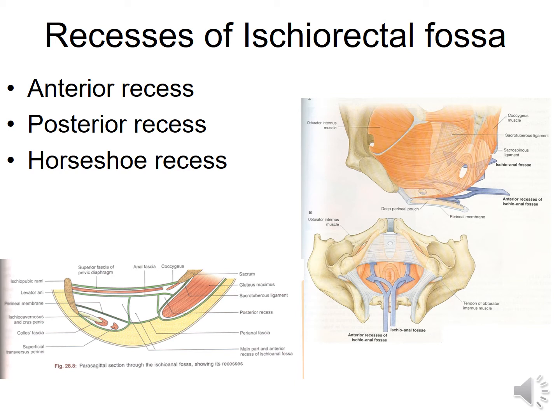Then we have horseshoe shaped recess, which is actually the one which is connecting the two ischiorectal fossa behind the anal canal. Ischioanal fossa, we can see in the diagram given below how both the ischiorectal fossa of both the sides, they are connected with each other behind the anal opening. So these are the recesses of ischioanal fossa.